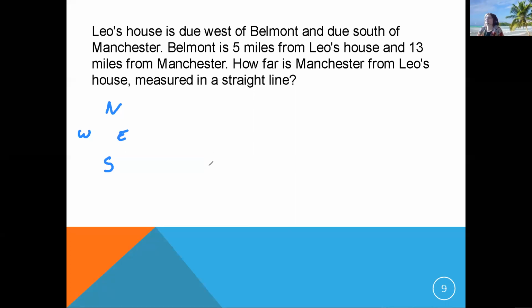Okay, so that compass rose should help us. I keep having to turn this off because it's in front of it. Leo's house is due west from Belmont. I'm going to just use L for Leo and B for Belmont. Can I do that? That makes sense because I'm a horrible drawer.